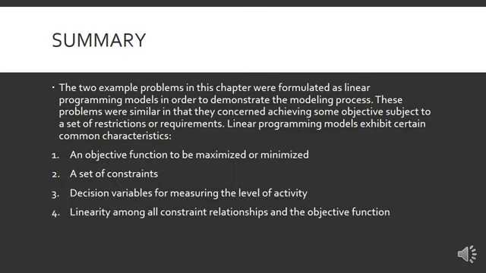Linear programming models exhibit certain common characteristics. Number one, an objective function to be maximized or minimized. Number two, a set of constraints. Number three, decision variables for measuring the level of activity. And then number four, linearity among all constraint relationships and the objective function.